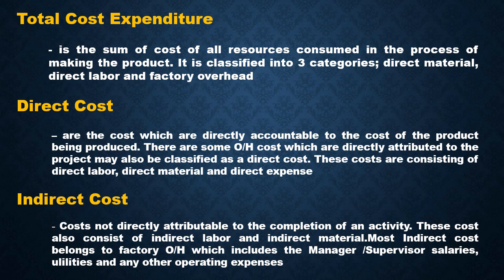Indirect costs are not directly attributable to the completion of an activity. This cost also consists of indirect labor and indirect material. Most indirect cost belongs to the factory overhead, which includes the manager and supervisor salaries, utilities, and any other operating expenses.